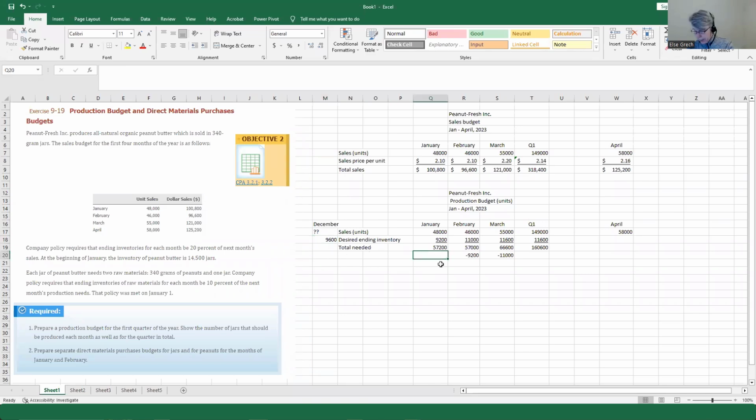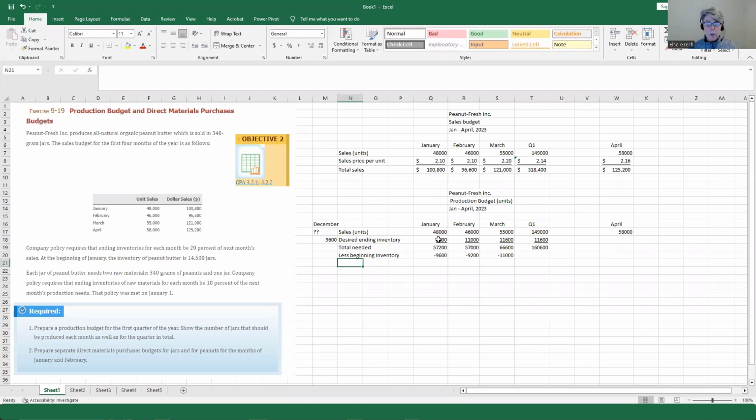That means the opening inventory is going to be 20% of January's sales. I could have just taken 20% of January's sales. So I put less beginning inventory. Because you've got to think, I have this at the beginning of the month.